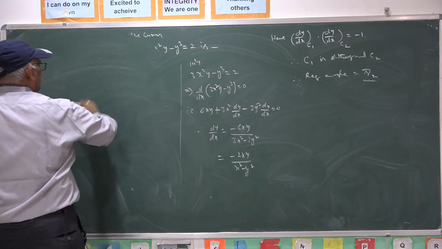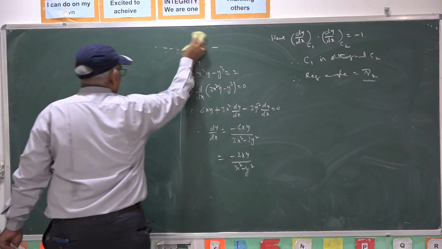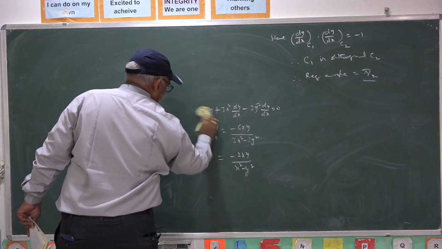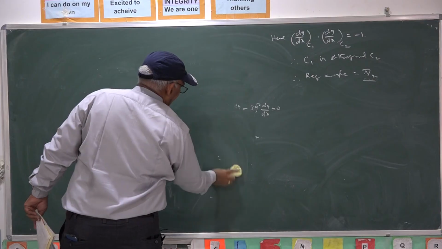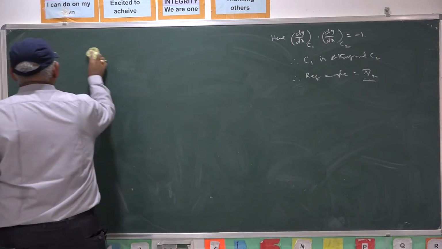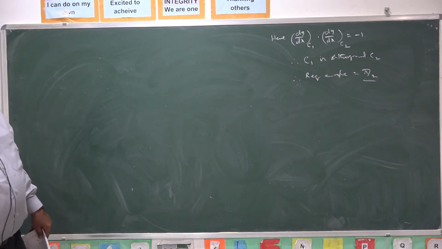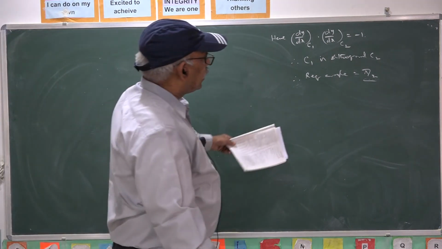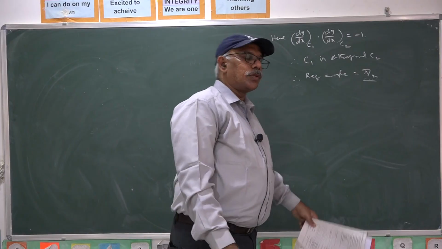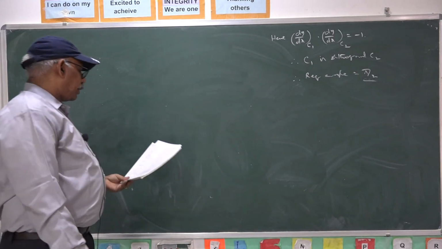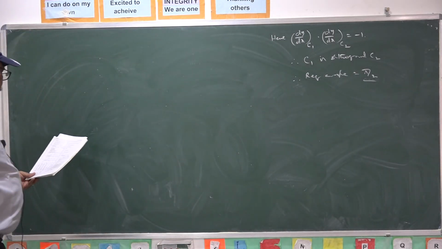You need not solve the curves in such case. Just by observation, you can at first find the derivatives of the curves. Observe the derivatives. Once the product of the derivatives is minus 1, then clearly you can say that the curves are orthogonal. In such case, they are at right angle.